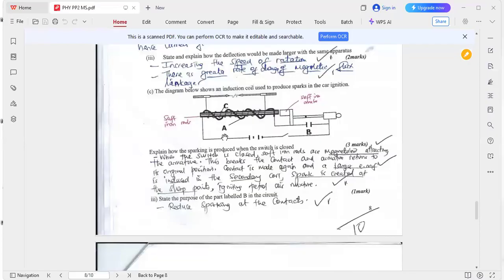Wilson? Teacher, is this the system that is in the spark plugs of a car? Yes, it's the same system. Okay, thank you.